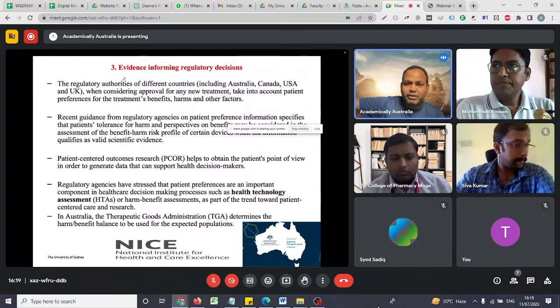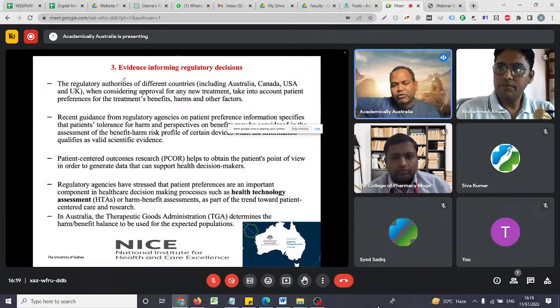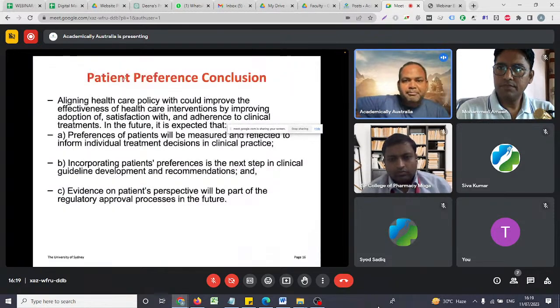But in India, the CDSCO, not yet. They are not taking any consideration for this, but in future maybe they will also follow, because all high income countries nowadays are following the patient preference data, and then they give the approval for the medication or decline the medication approval.